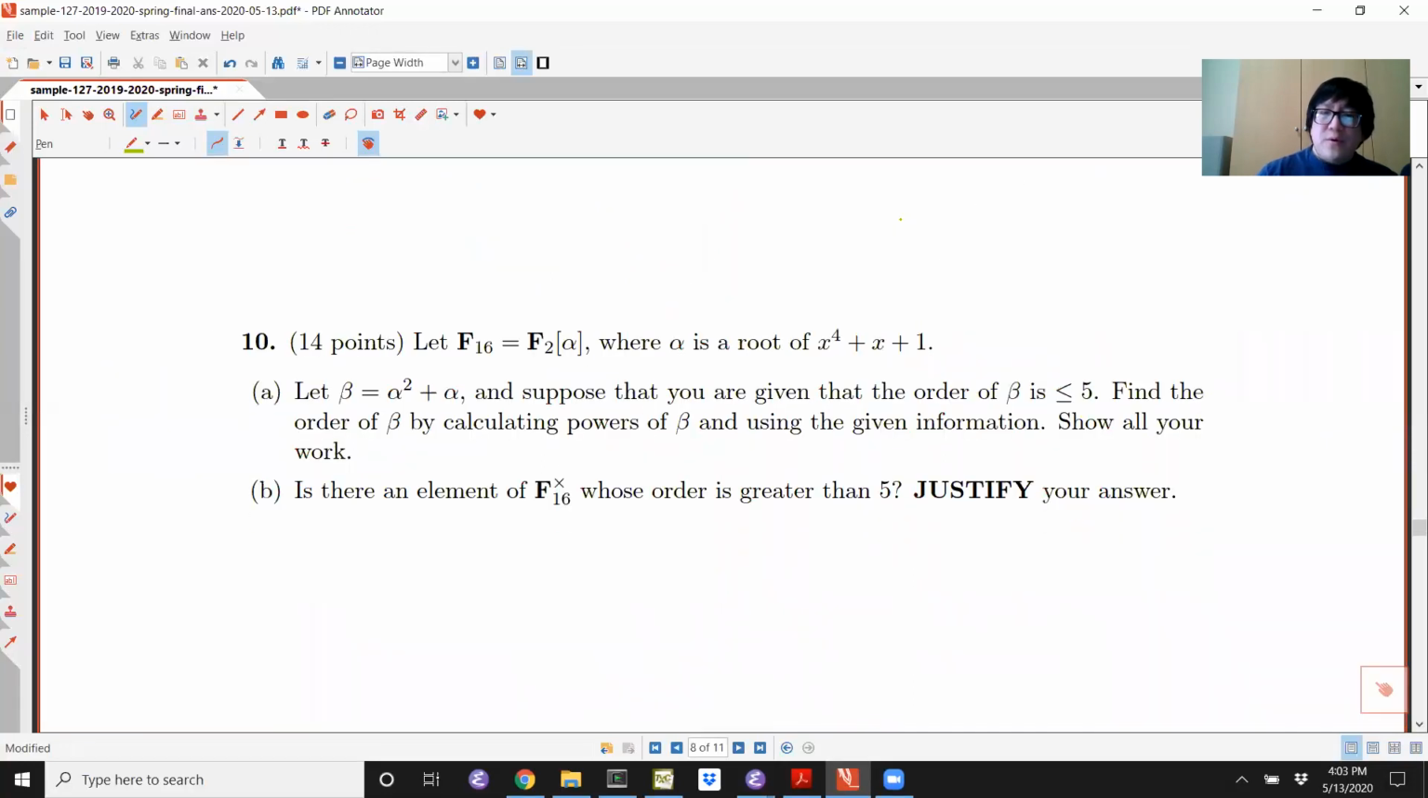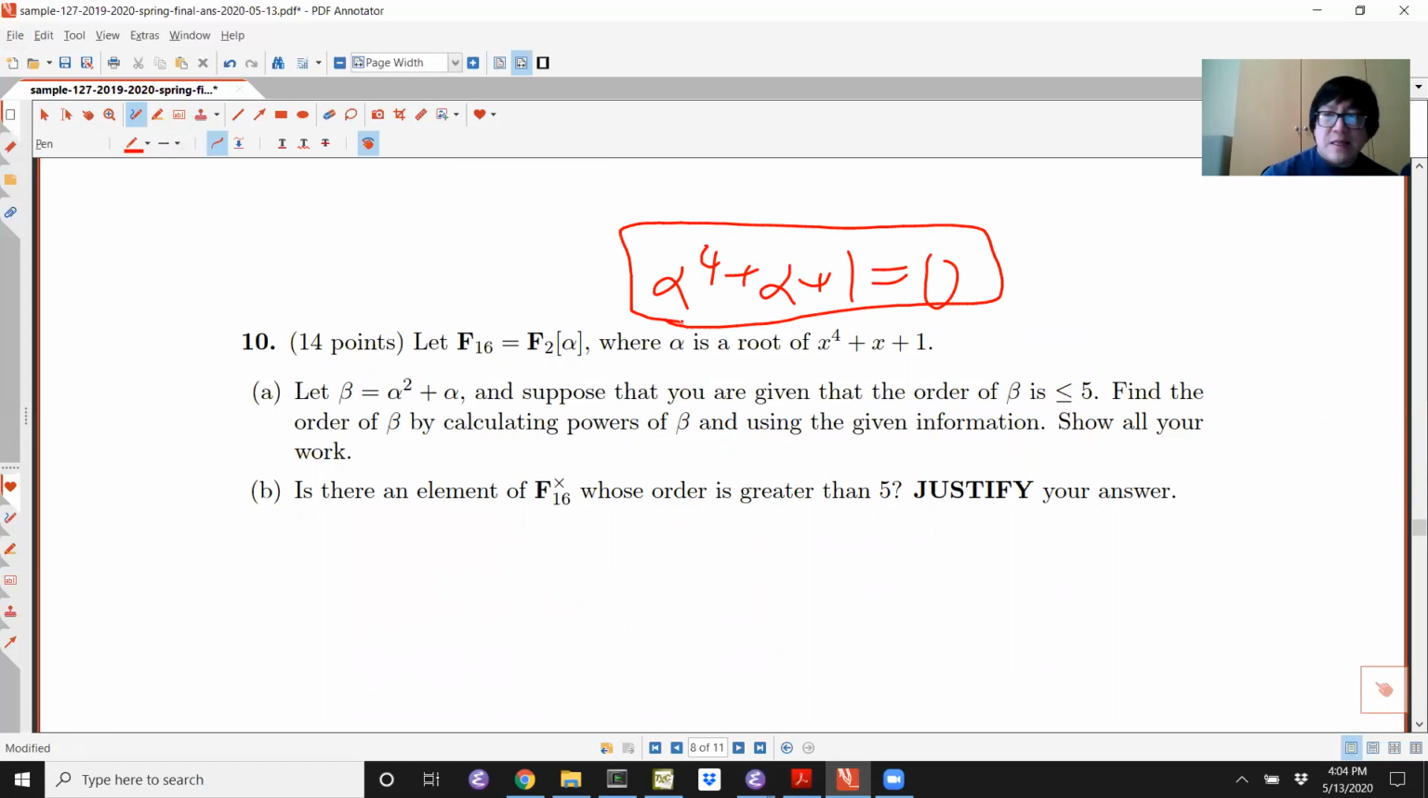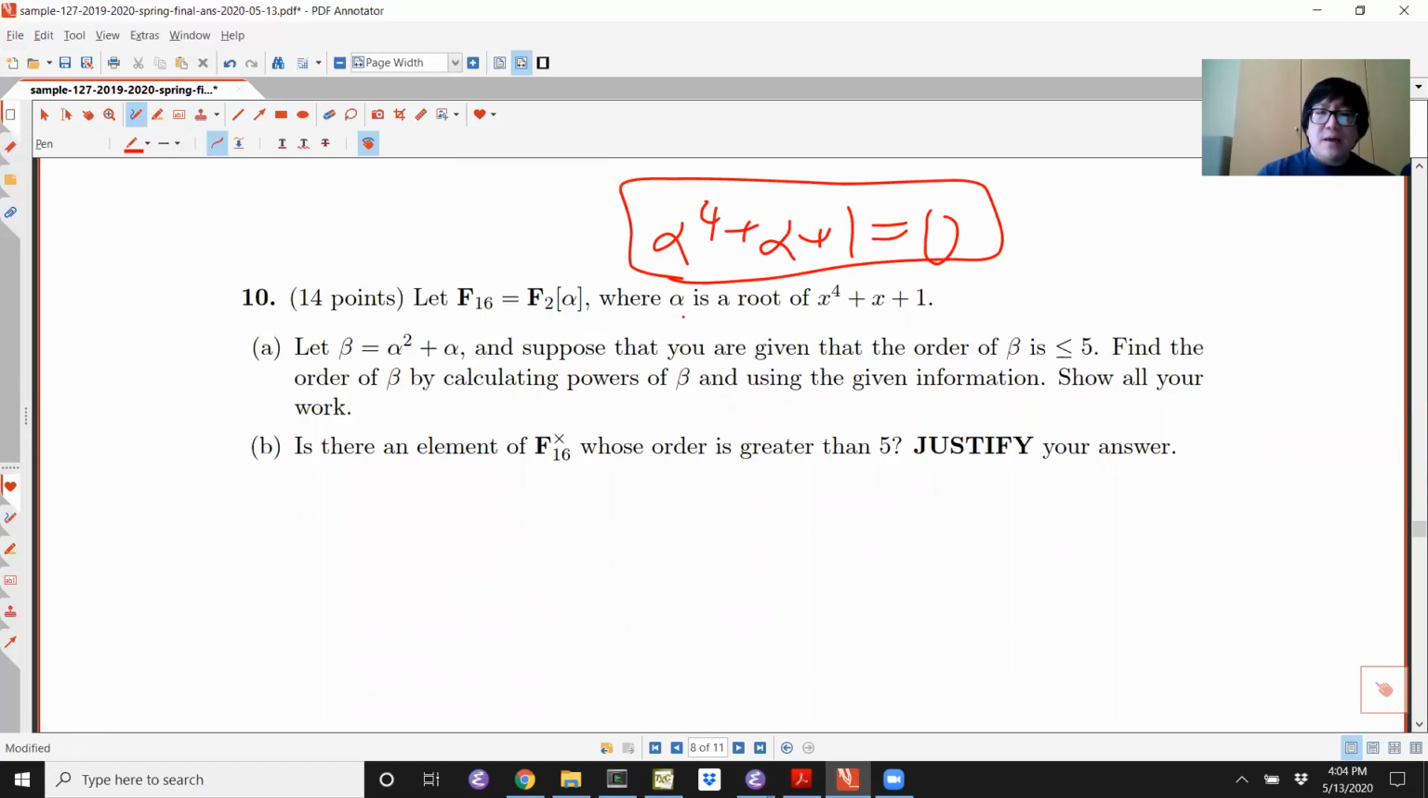Okay, so orders. Let F16 be F2 bracket alpha, where alpha is a root of x to the fourth plus x plus 1, which means that alpha to the fourth plus alpha plus 1 equals 0, and we'll elaborate on that in a minute. That's sort of the governing law of this ring. Let beta equal alpha squared plus alpha, and suppose we're given that the order of beta is less than or equal to 5. Find the order of beta by calculating powers of beta and using the given information, show all your work.